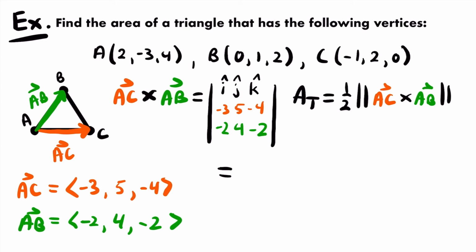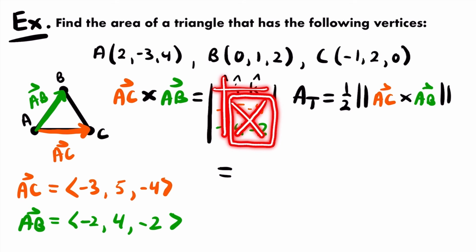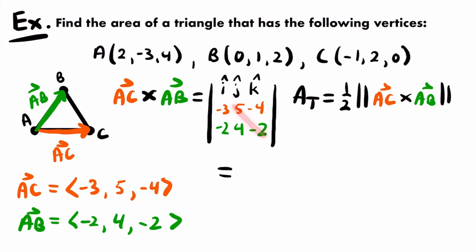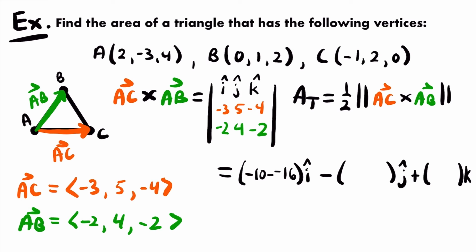We'll start by looking at vector i. We'll cross out the row and the column that it's located in, and then use these four values to calculate a 2 by 2 determinant. So we'll have 5 times -2 minus the -4 times 4. 5 times -2 is -10, and -4 times 4 is -16. So we'll have -10 minus -16 times i, and then we'll be subtracting the next term, which will be some value times j, and then we'll add the last term, which is some value times k.